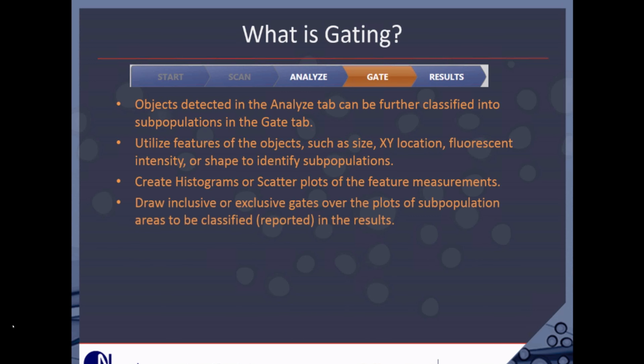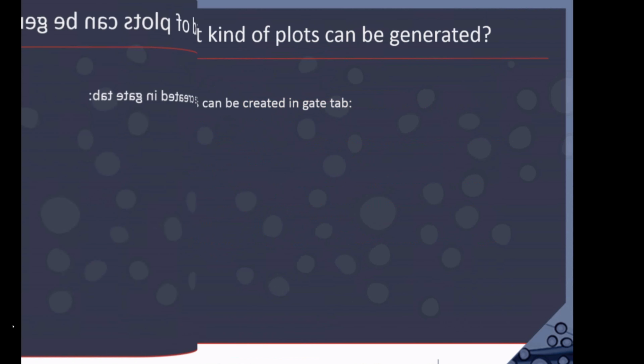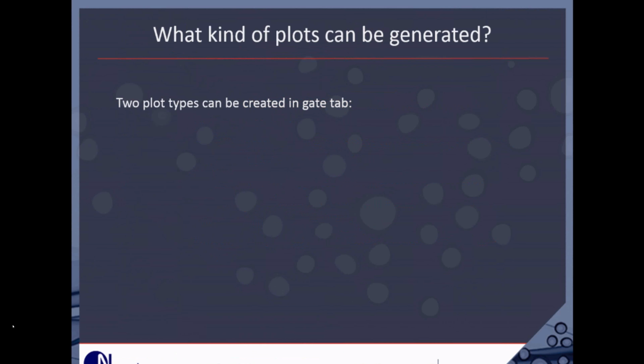So next you want to draw inclusive or exclusive gates over the plots, the scatter plot or the histogram, of the subpopulation of the areas you're interested in that you want to see reported in the results. I know that's a mouthful, but basically the graphs help you see your population as a whole, and the gates help you draw things over areas of interest in your graphs. And the gates are actually minimum or maximum values of requirements for the objects detected. So for instance, area: you want to have cells of a required minimum or maximum value.